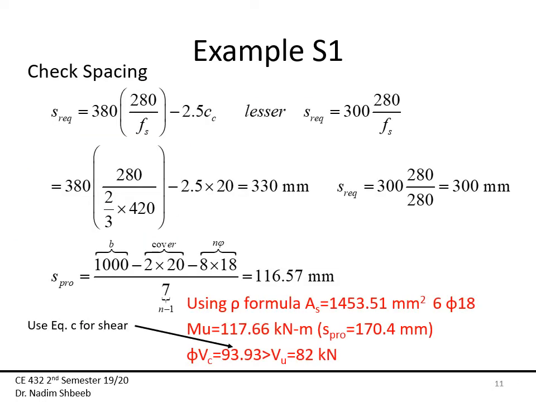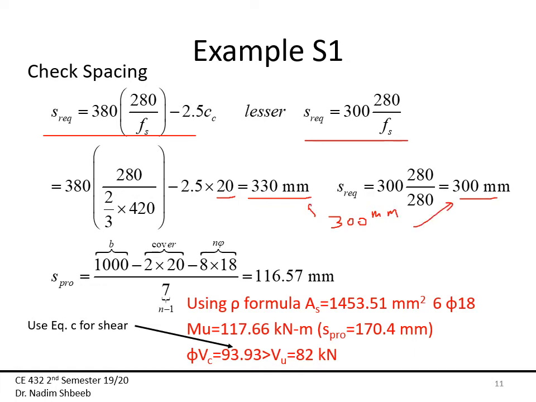So now I have to check the spacing, and if you remember, these two equations were based on crack control. So here I'm not going to calculate Fs, and I'm going to use 2/3 of the Fy. And again, this is my clear cover, the 20. So I have 330 and I have 300. So S required for crack control is 300 millimeters. So I'm taking the lesser out of this one and that one.